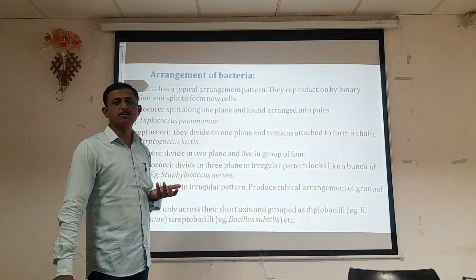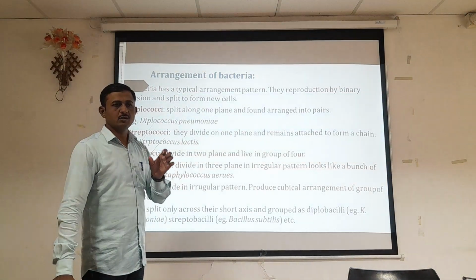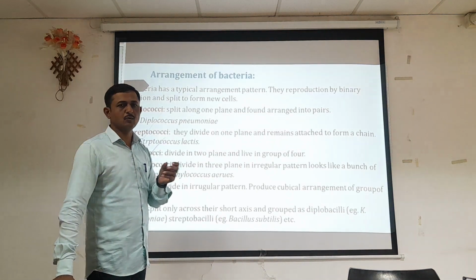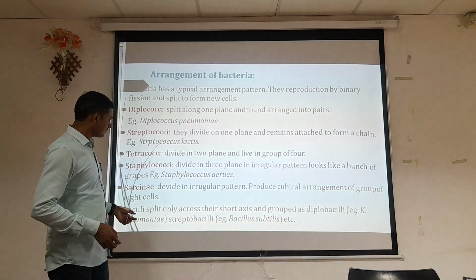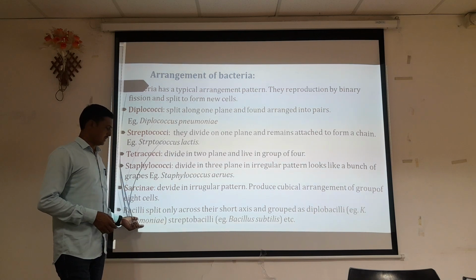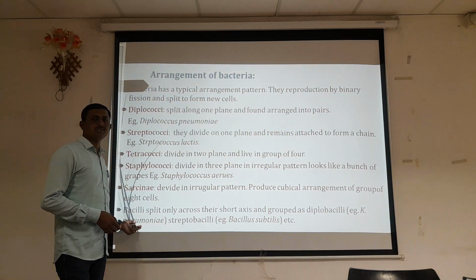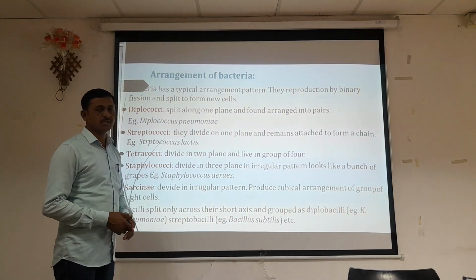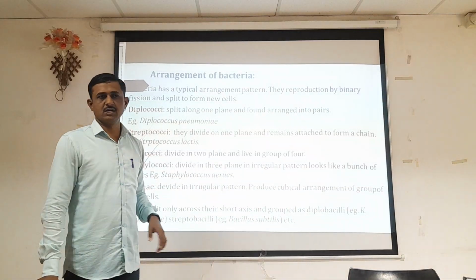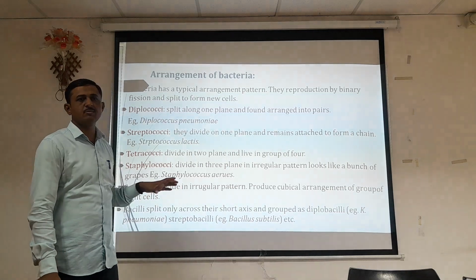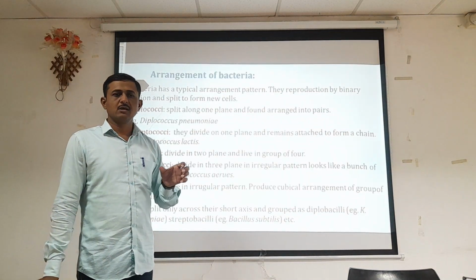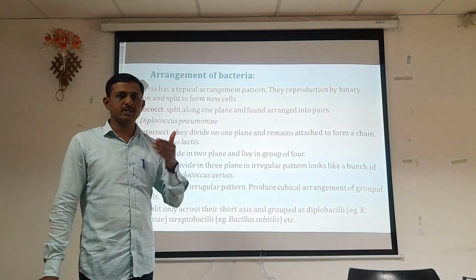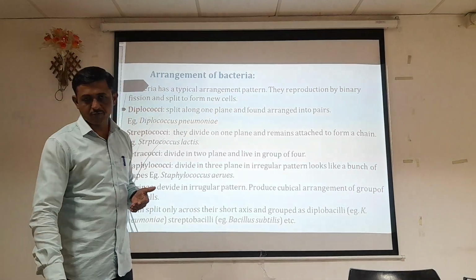If their arrangement is diplobacilli, you can say they are two bacilli arranged attached with one another. An example is Klebsiella pneumoniae. Streptobacilli we can observe in the case of Bacillus subtilis. So on the basis of their arrangement, which you can observe under the microscope, we can group microorganisms into different groups.